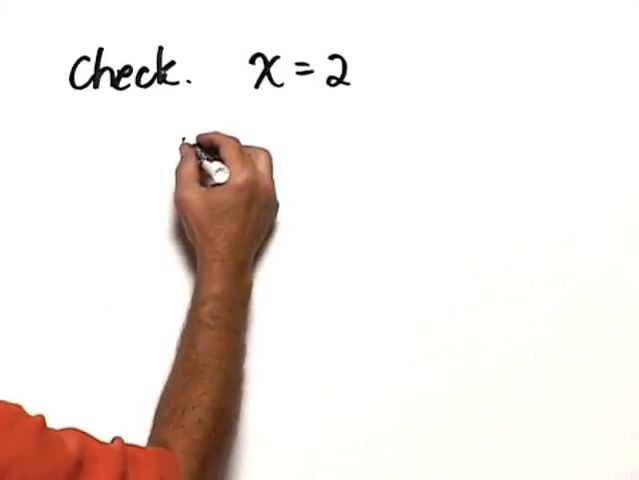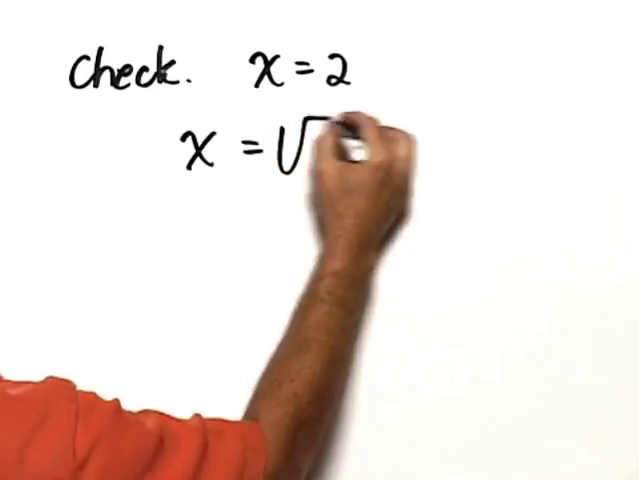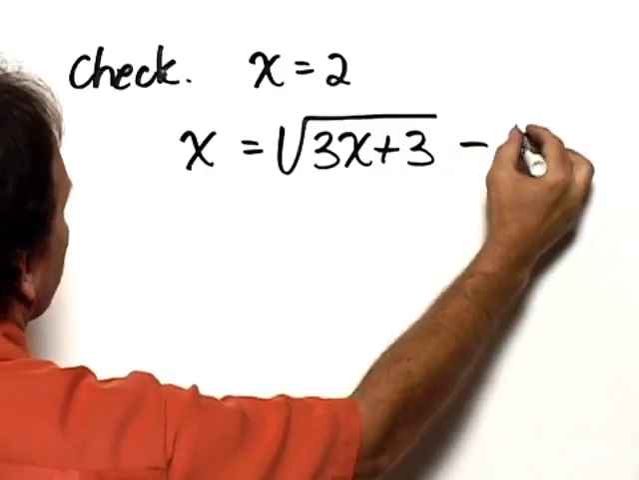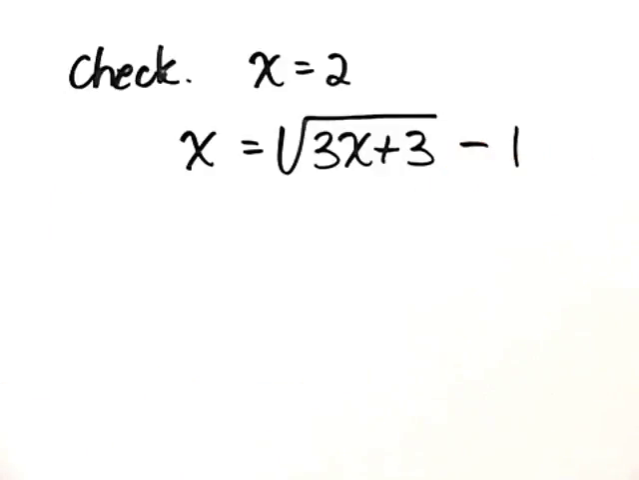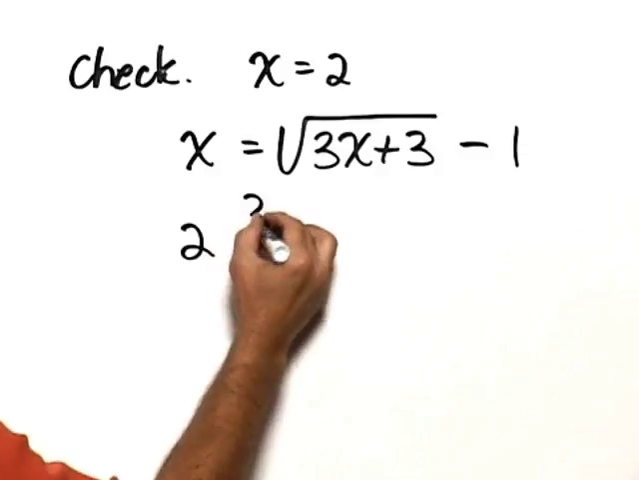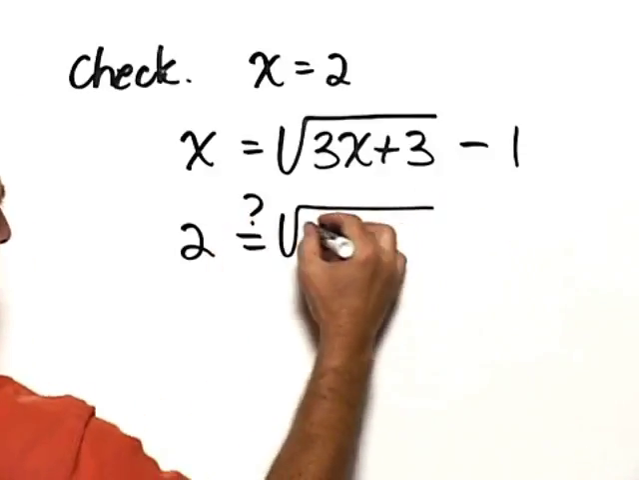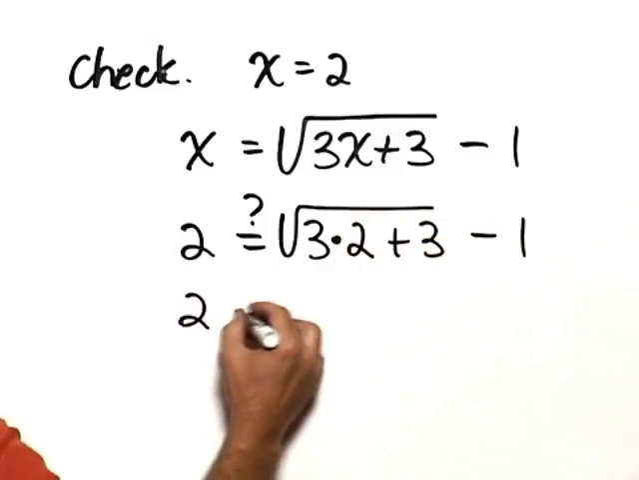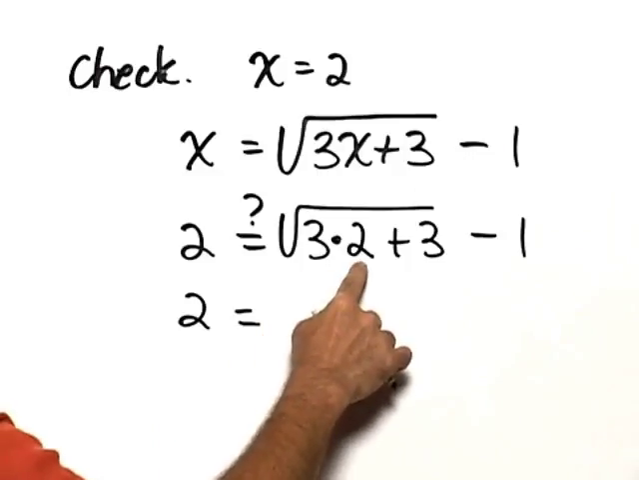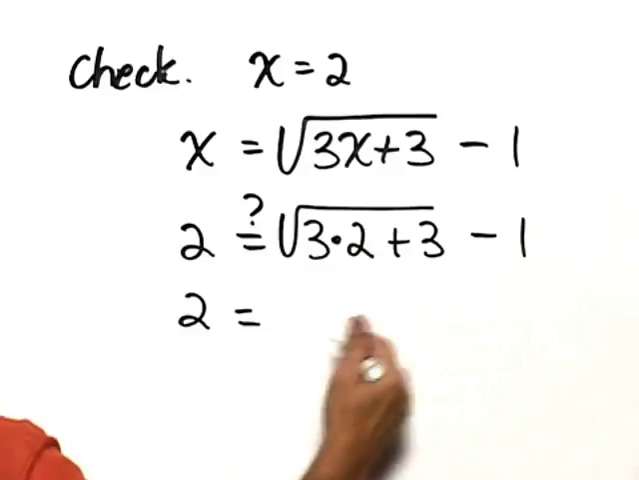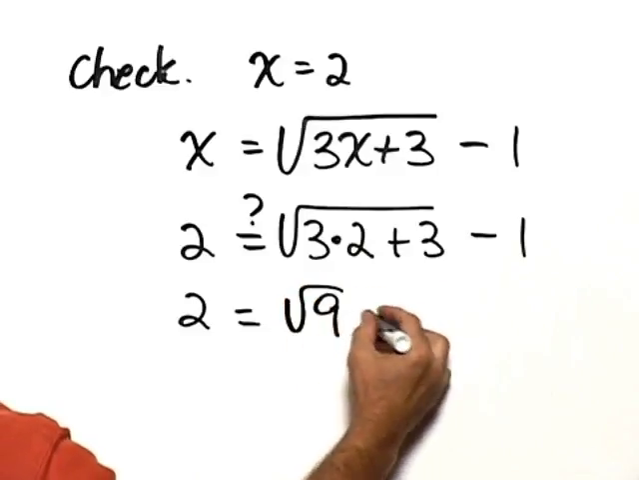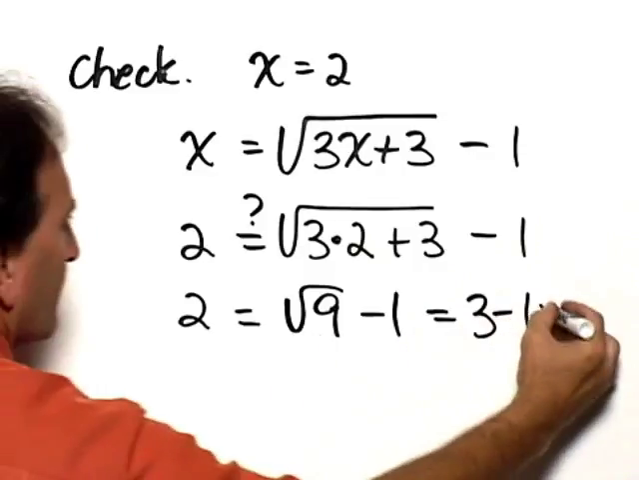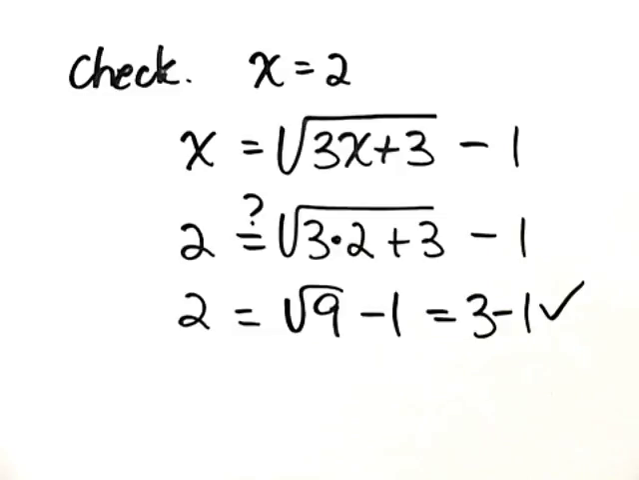We substitute 2 into the original equation, and the original equation, remember, is x equals the square root of 3x plus 3 minus 1. So we would have 2 equals, question mark, the square root of 3 times 2 plus 3 minus 1. So that's 2 equals, 3 times 2 is 6, 6 plus 3 is 9. So that's the square root of 9 minus 1. Well, the square root of 9 is 3. This is 3 minus 1, and 3 minus 1 definitely equals 2.